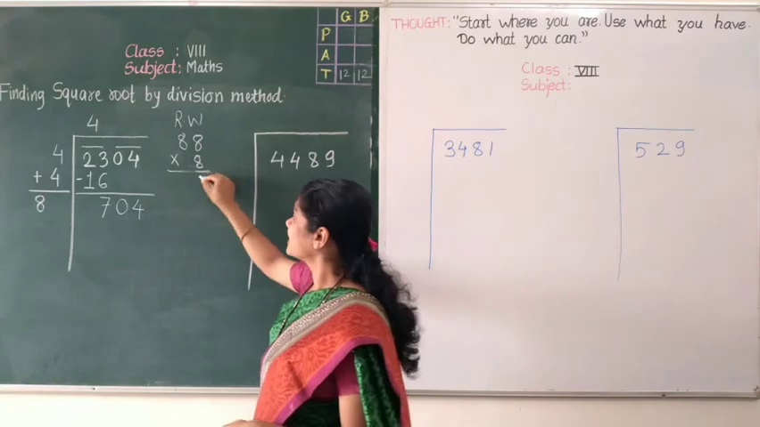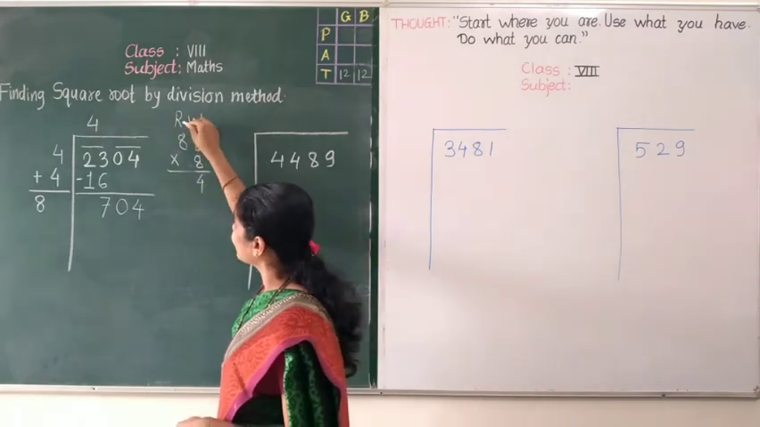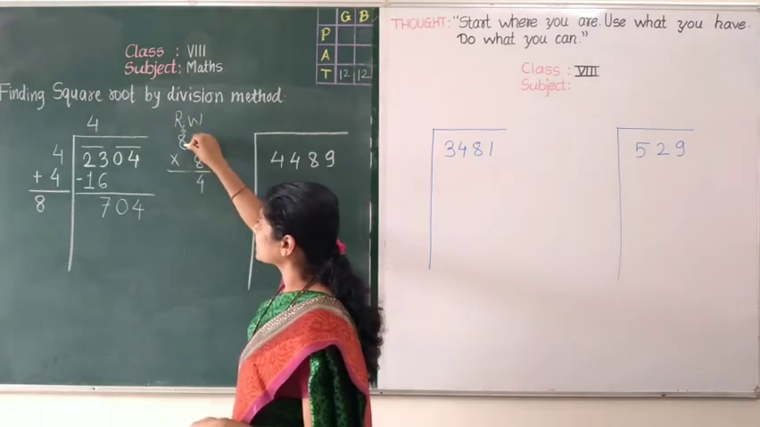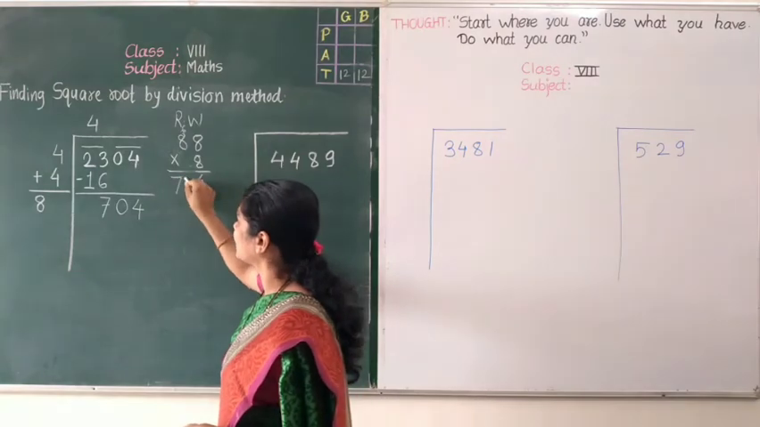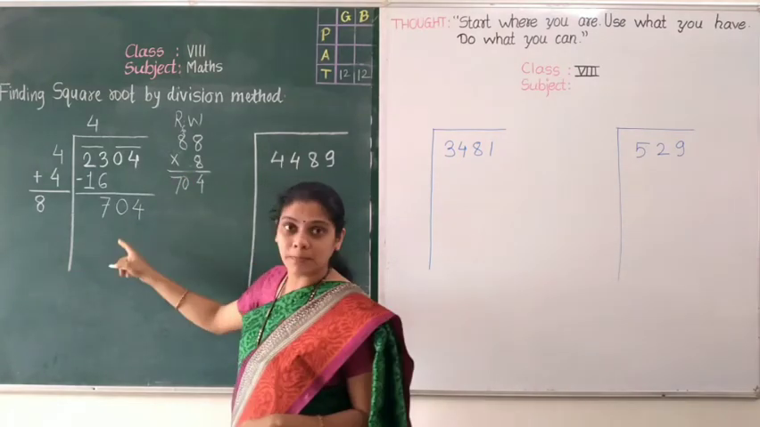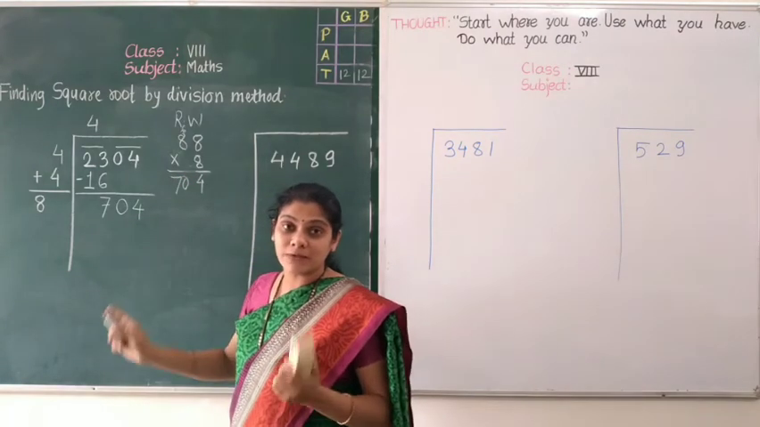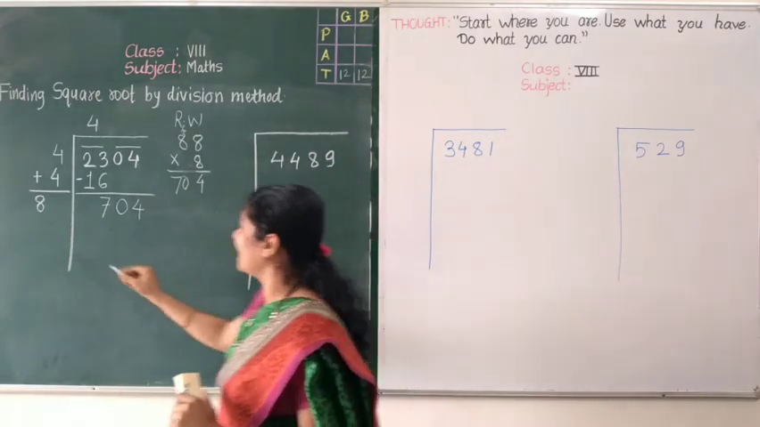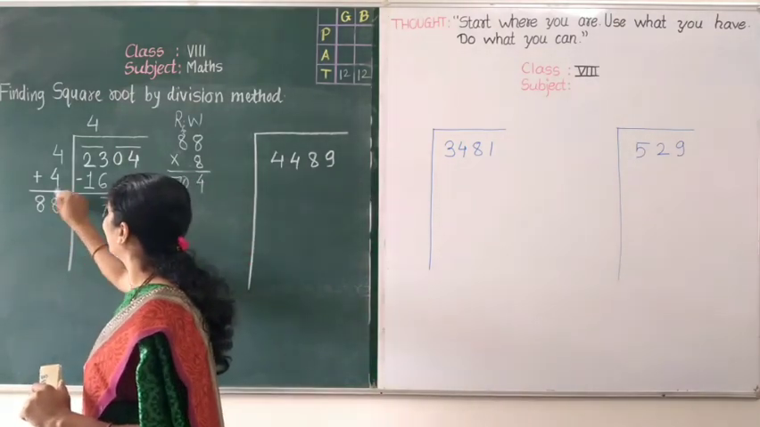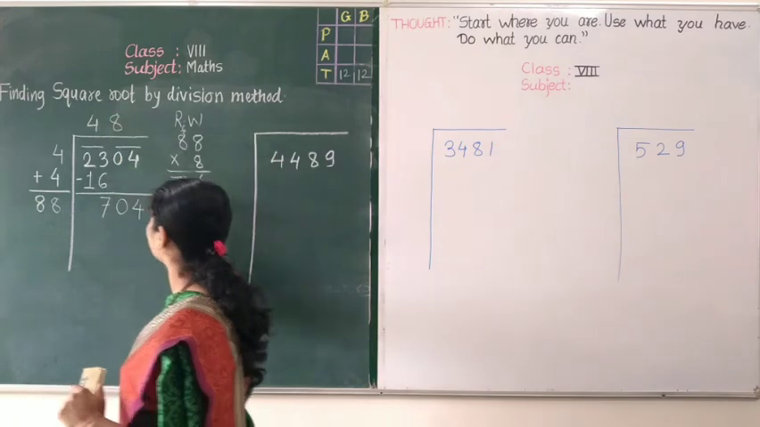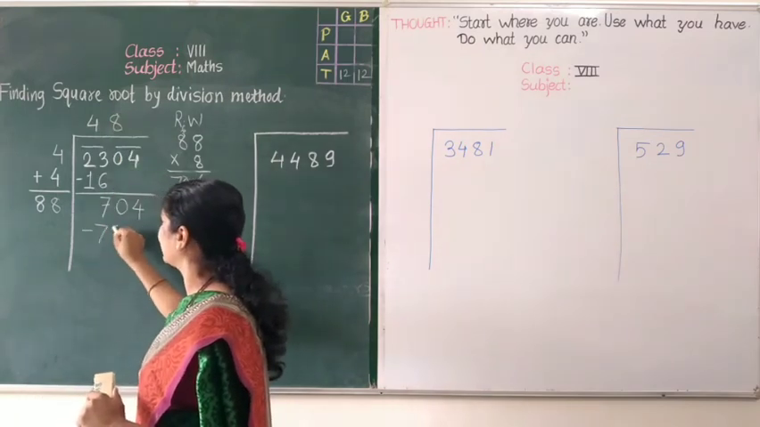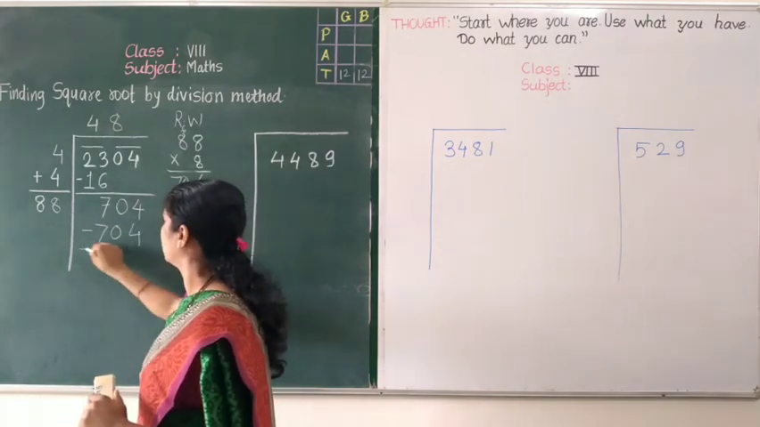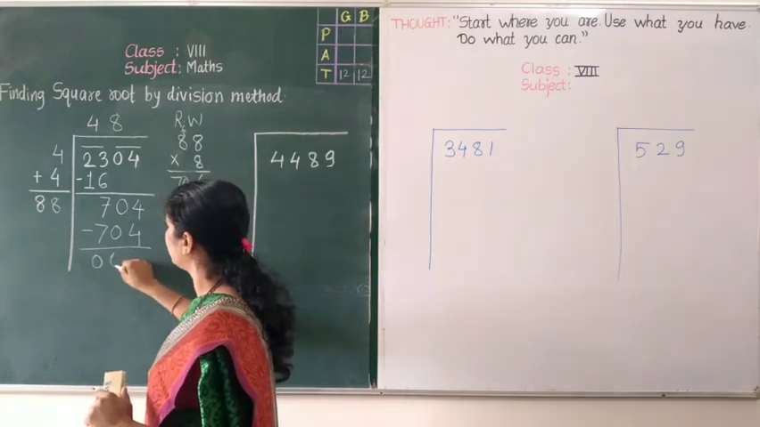So 8 8s are 64, carry 6, 8 8s are 64 and 6 70, and now you can see both numbers are same. So which one number will come at the unit place? That is 8. So we will write here 8 and here 8, and this number we will write at this side. So it will be 0.